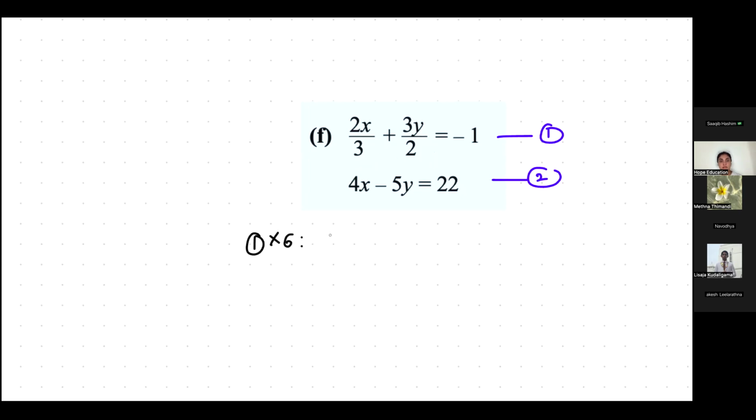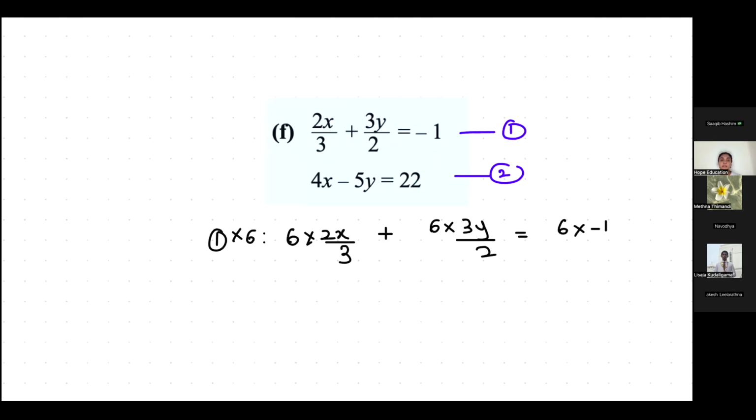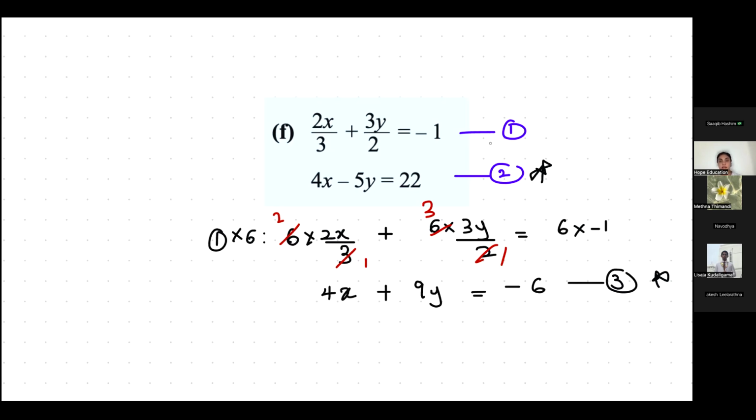So 6 times 2x over 3 plus 6 times 3y over 2 equals 6 times minus 1. Okay. So 3 times 1, 3 times 2, 2 times 1, 2 times 3. Then 2 times 2x is 4x plus 3 times 3y is 9y equals 6 times minus 1 is minus 6. I'll label this as my equation 3. Then we need to consider 2 and 3, because I modified the first equation as 3.